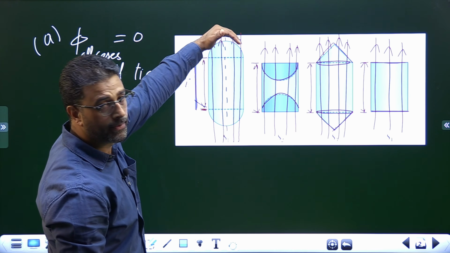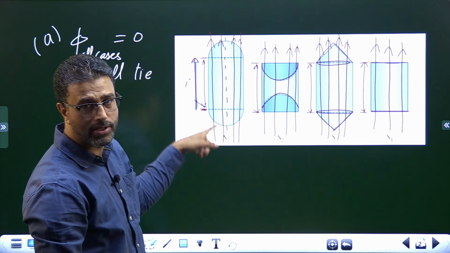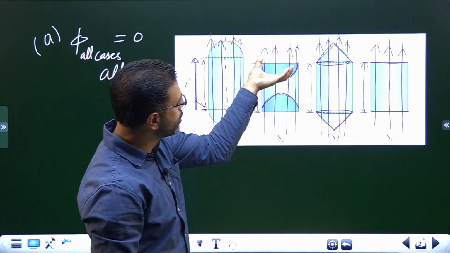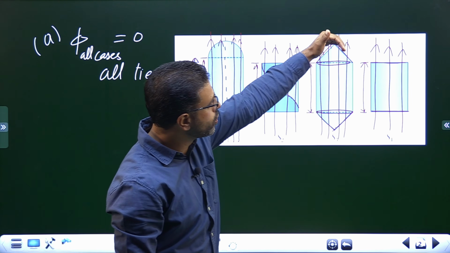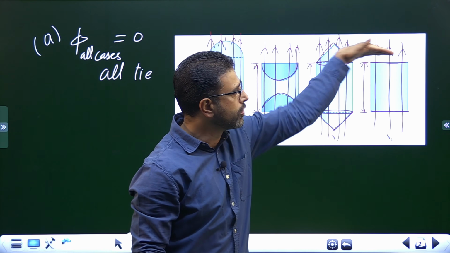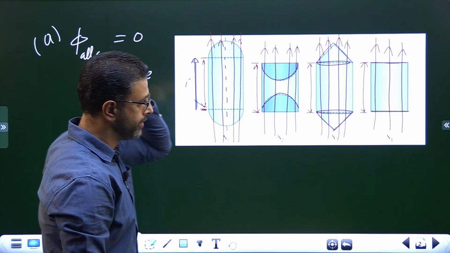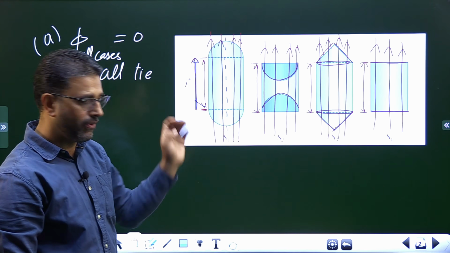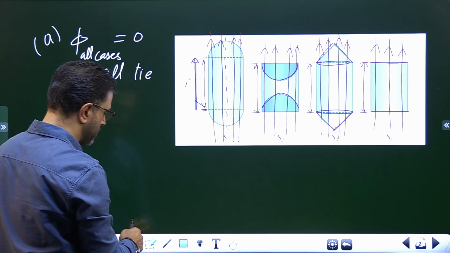Just the top end cap. So we don't have to consider all of the surface. Just the top end cap, which is like this here. Just the top end cap, which is a cone here. And just the top end, which is a flat surface here. Okay, we have to rank them according to the flux. So let's consider this one first.